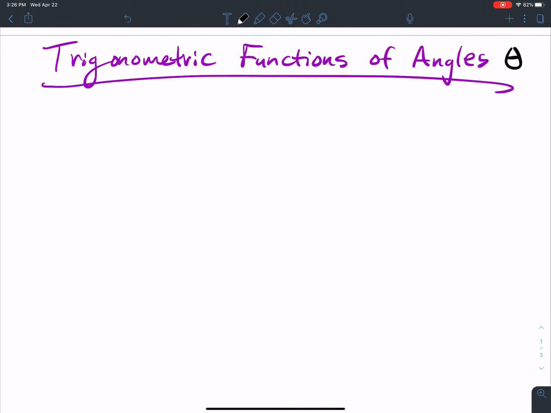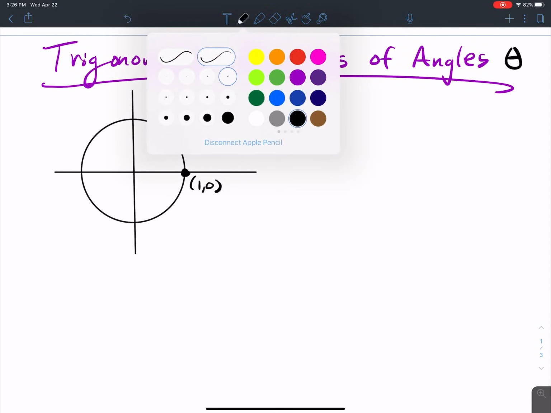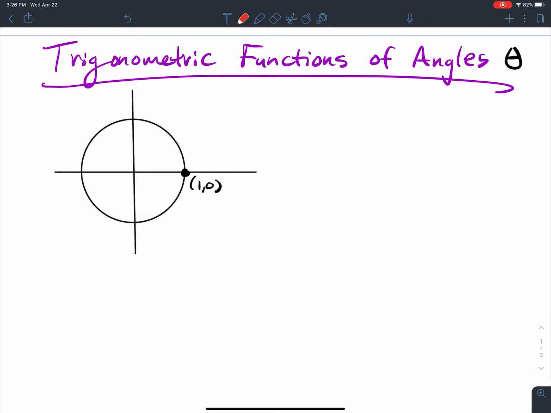So, trigonometric functions of angles, all right? Let's draw a picture and talk about what we mean here. Okay, so I've got my unit circle, and this point is (1, 0). Now, we have defined our trigonometric functions as evaluating a trig function by plugging in a real number t.